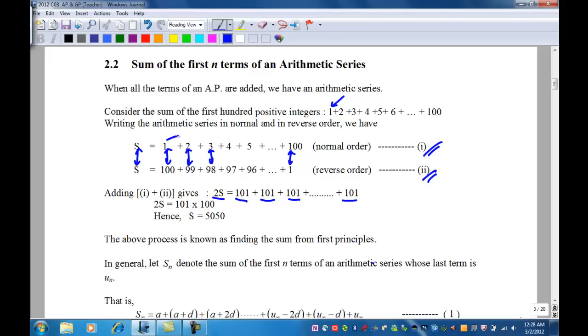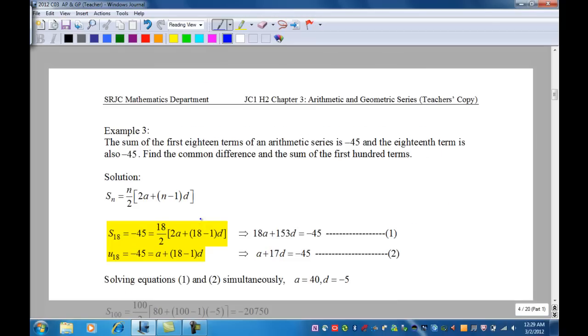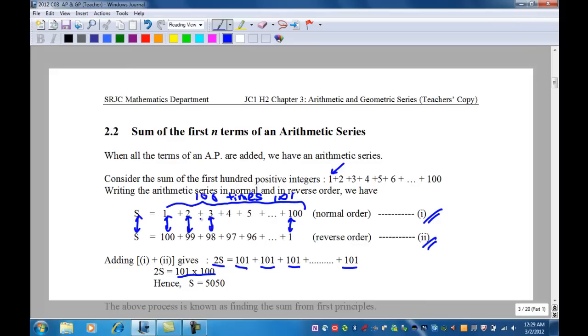We know that we are adding 100 numbers for s. So all in all, we should be having 100 101s, which means 2s equals 100 times 101. Therefore s must be 101 times 100 divided by 2. That gives us 5050.